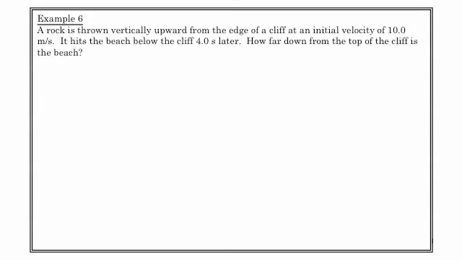Our last question, again in free fall: a rock is thrown vertically upward from the edge of a cliff, at an initial velocity of 10 meters per second. And it hits the beach below the cliff 4 seconds later. How far down from the top of the cliff is the beach? So here's our little diagram. And the rock goes up to a maximum height and then falls.